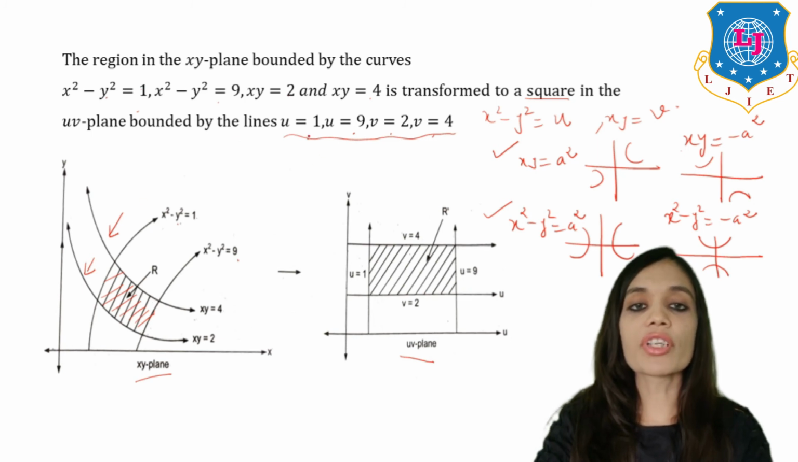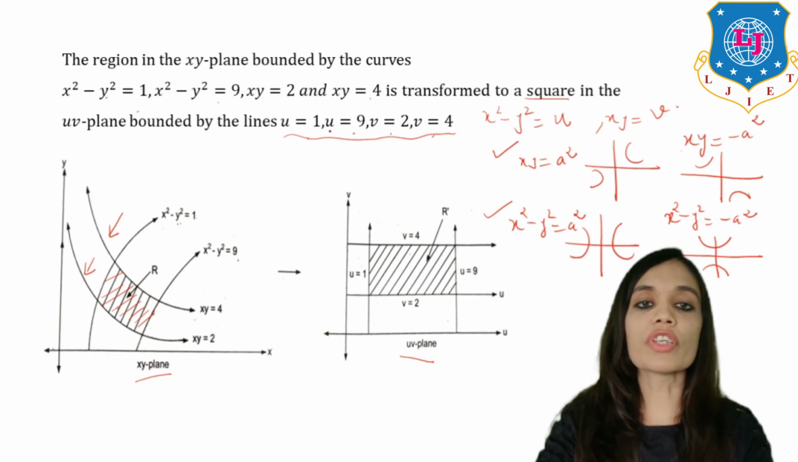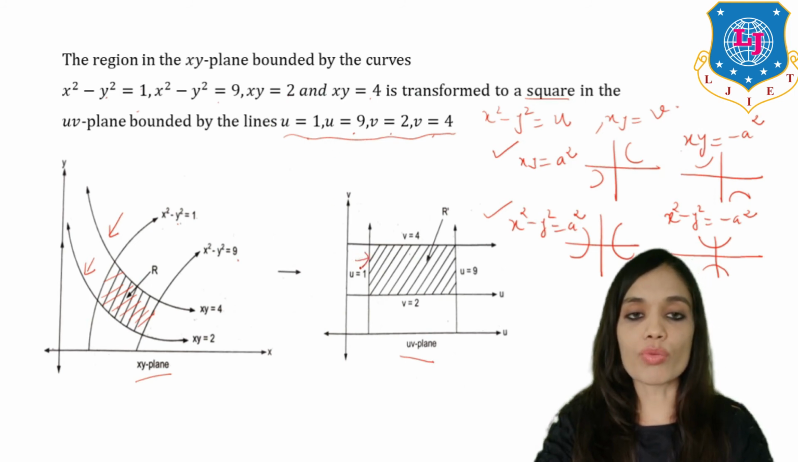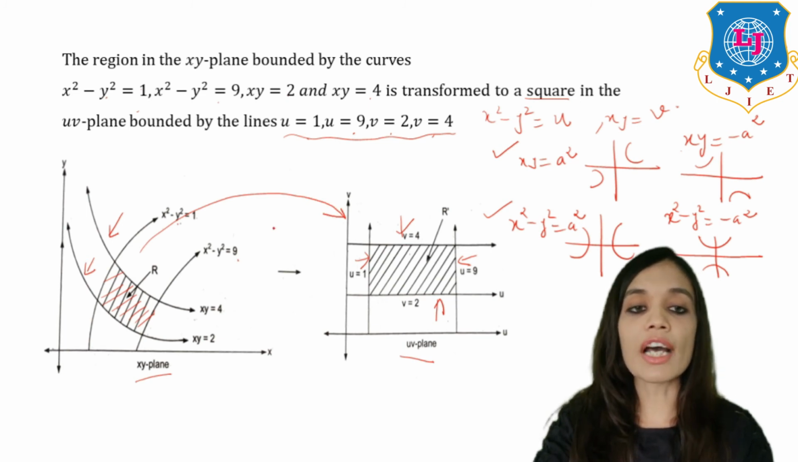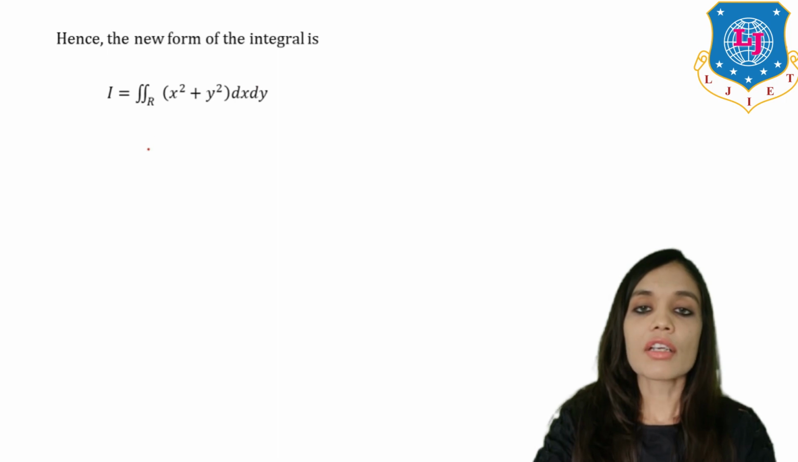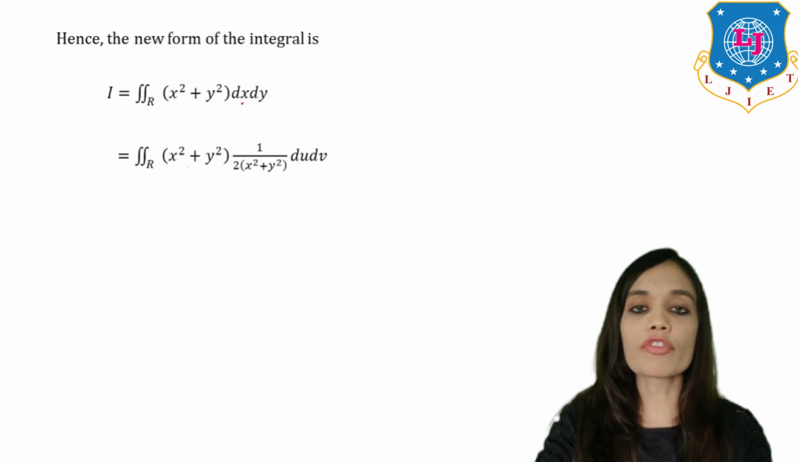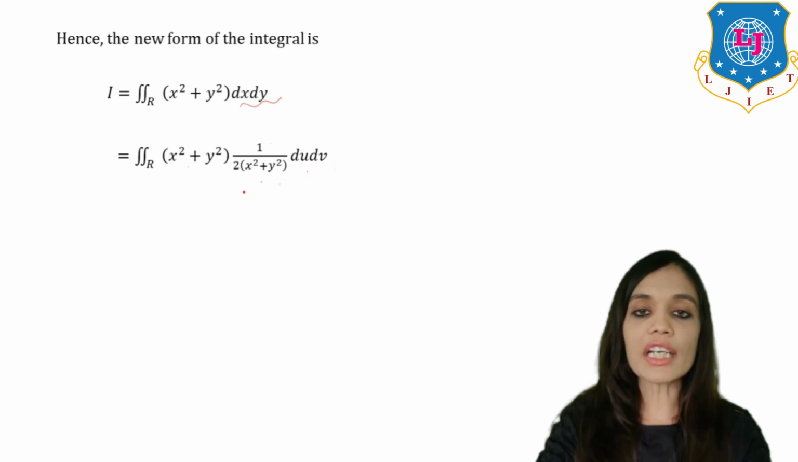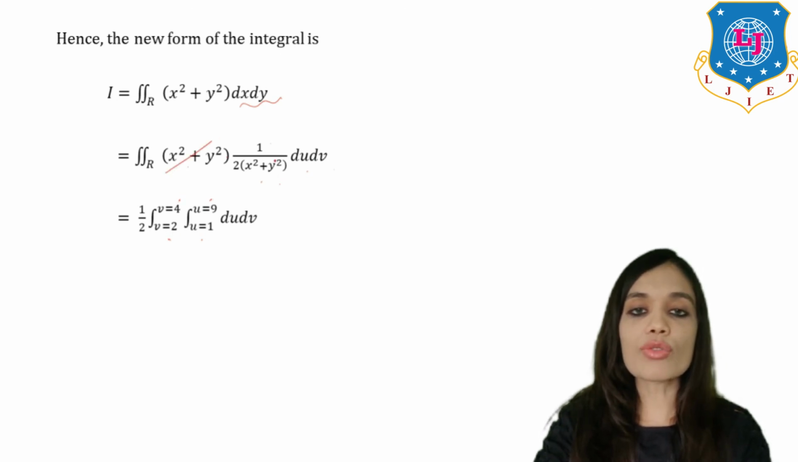Okay. Now similarly, we will draw the 4 lines in the UV plane, right? They are u is equal to 1, then u is equal to 9, v is equal to 2, v is equal to 4. So we can see the region is transformed into a square. Okay, so now the new integral is double integration over R of (x square plus y square). Put your value of dx dy, that is 1 upon 2(x square plus y square) du dv. Right? Now your limits of u are from 1 to 9 and limits of v are from 2 to 4, right? And these two get cancelled out.